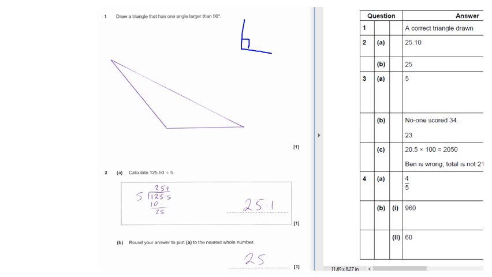5 goes 1. Now, I've just seen this answer here, and it's saying the answer is 25.10, which now I'm wondering if I got it wrong. Because technically it said 525.50, so I should have had an extra 0 there. Okay, I'm just going to have a think about that.